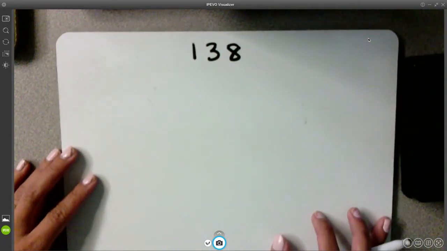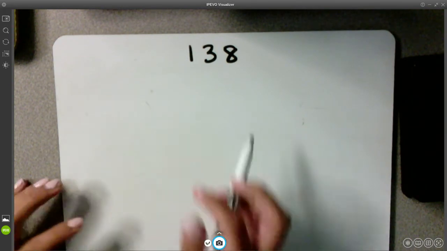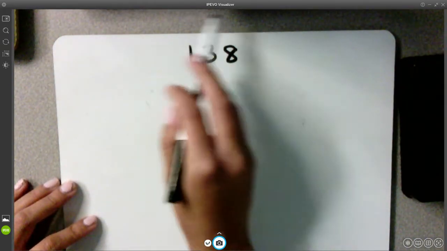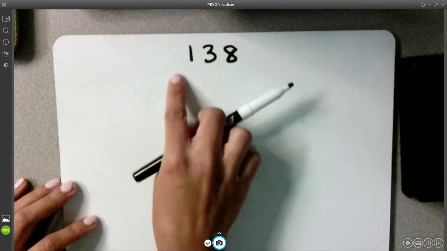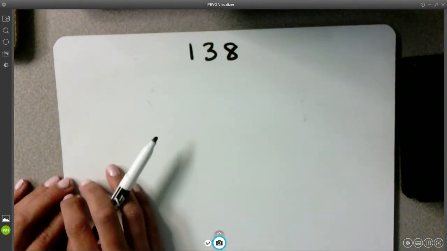Okay, friends. Today we're going to talk about three ways to write a number. The first way to write a number is called standard form, and you already know how to do that. That's just how we write our numbers normally, in a straight line, our regular numbers.